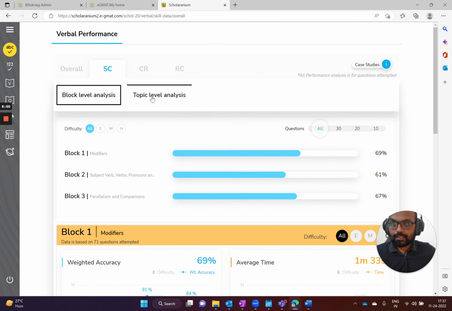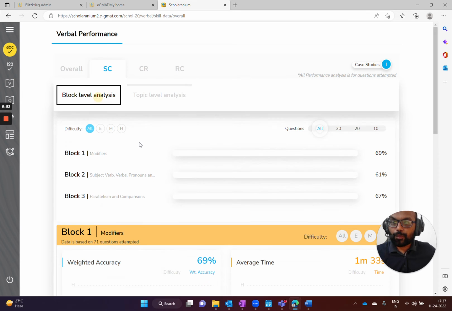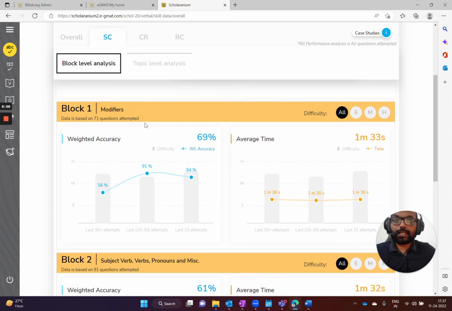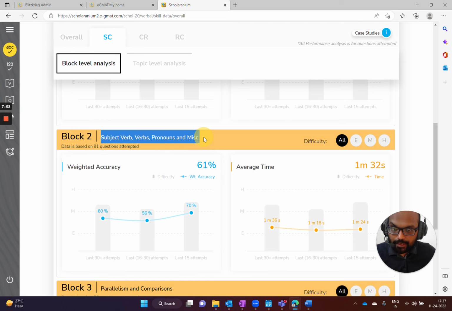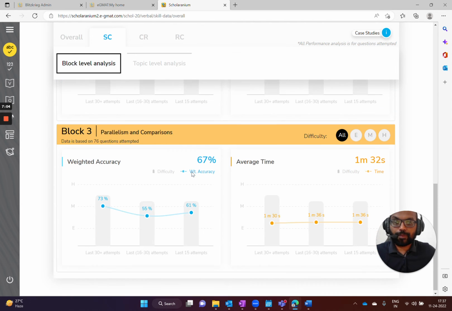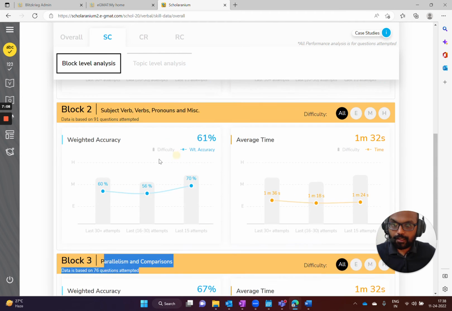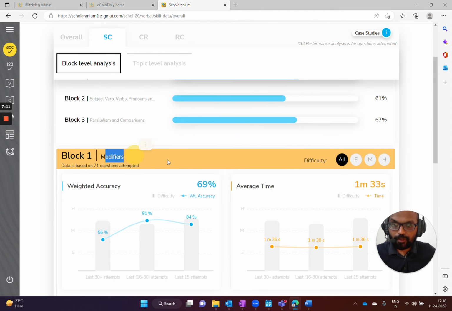Similarly, in sentence correction, in each topic level and in each block level performance, not just overall sentence correction, but in modifiers, how is your performance in each difficulty level increasing or decreasing? In this particular bunch of topics, how is your performance increasing, decreasing? So that you can figure out, okay, you may not have a problem here, but you may have a problem in block number 1. So we have to work and you have to fix it.